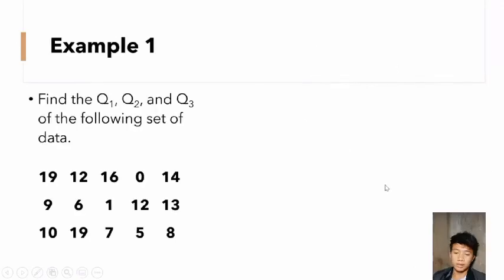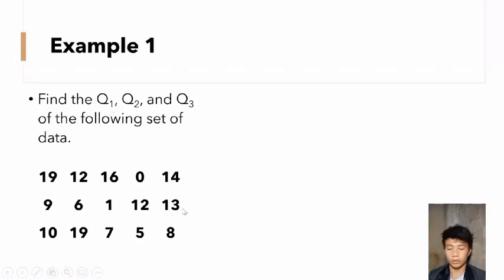So let's have this example number 1. Let's find quartile 1, quartile 2, and quartile 3 of the following set of data. So let's start with quartile 1. The first thing we need to do is to arrange the data in ascending order.